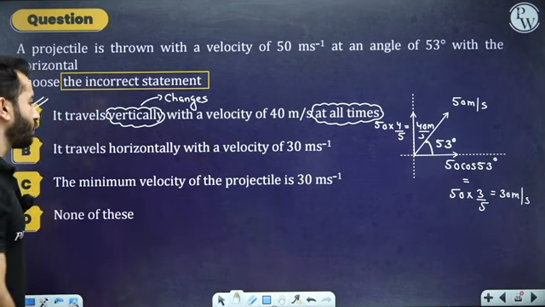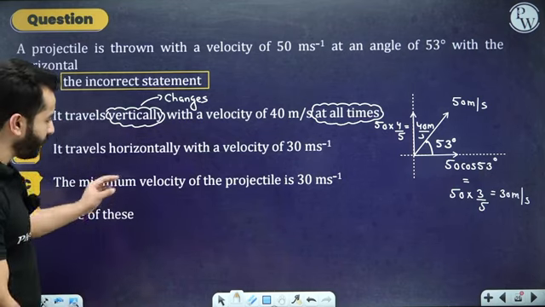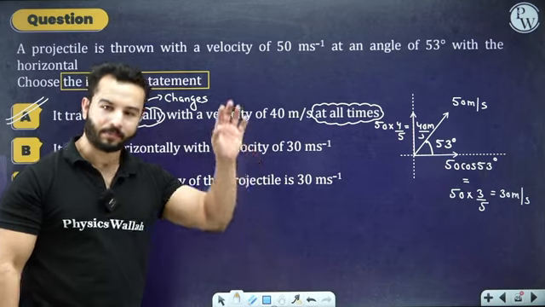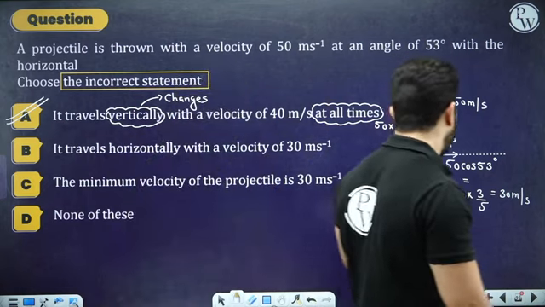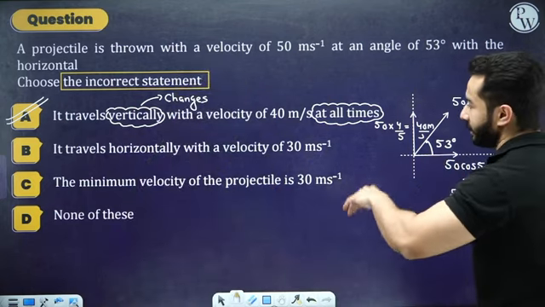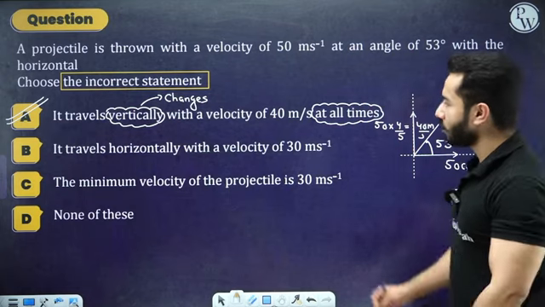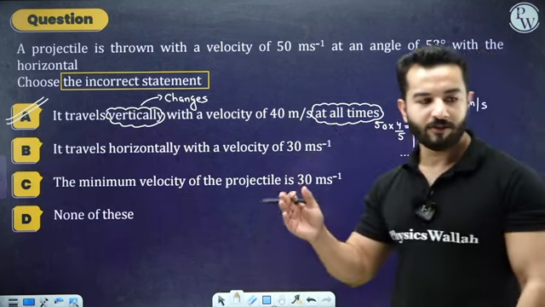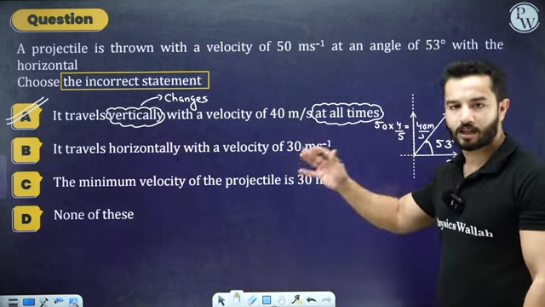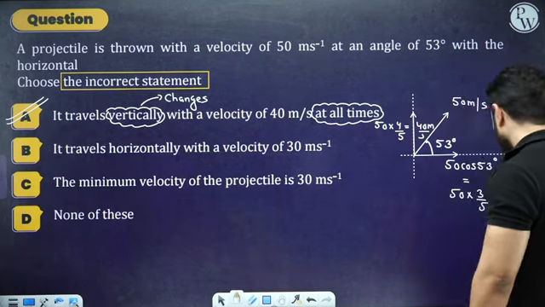It travels horizontally with 30 meter per second. This is correct. The minimum velocity of the projectile is 30 meter per second at the maximum height. This is also correct. So the only problem we had in these four options is that it does not move with 40 meter per second vertically at all times. Even if they have not written at all times, then also you are going to opt A as the answer.